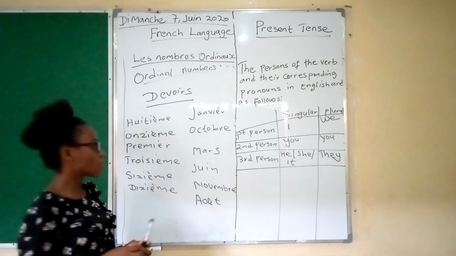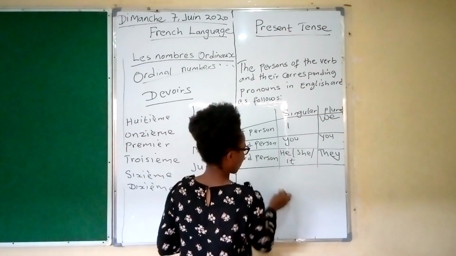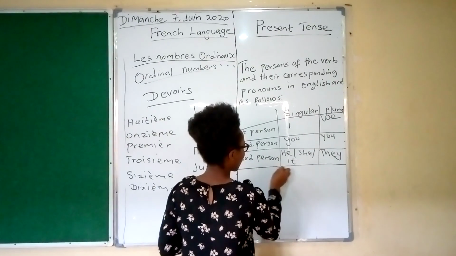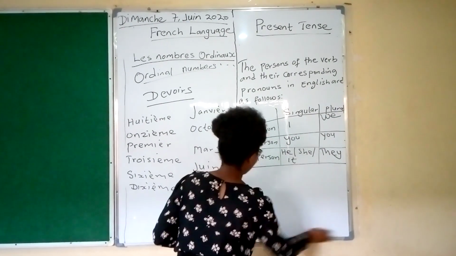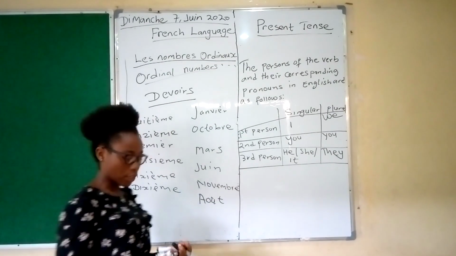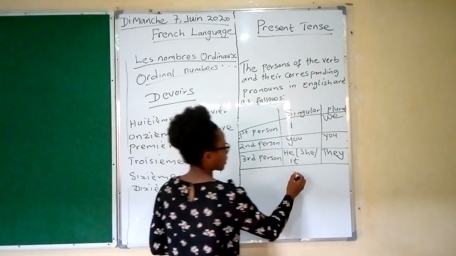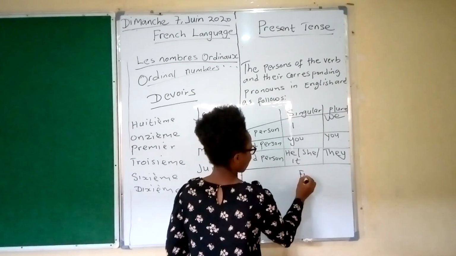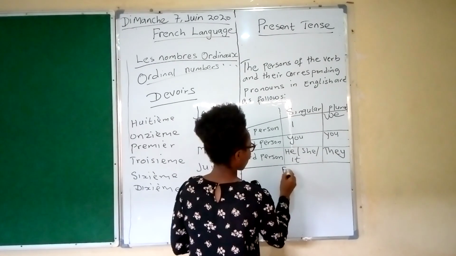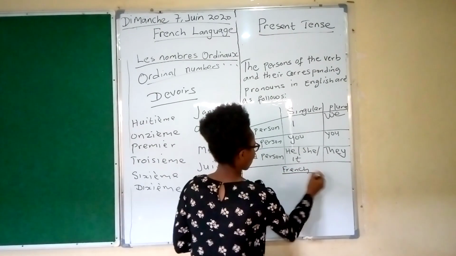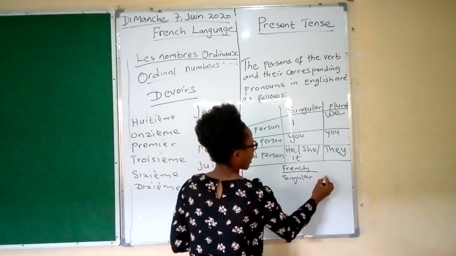That is English. Now let's look at the corresponding verbs, first person, second person, and third person singular and plural pronoun in French. How it looks like. Now, singular, this is for French. Singular and plural.